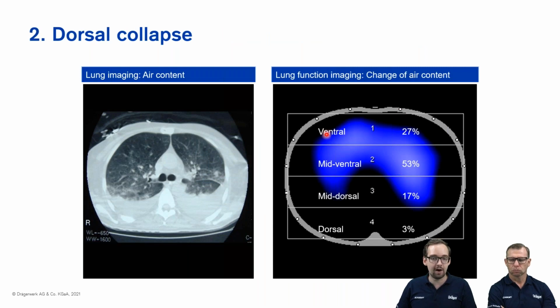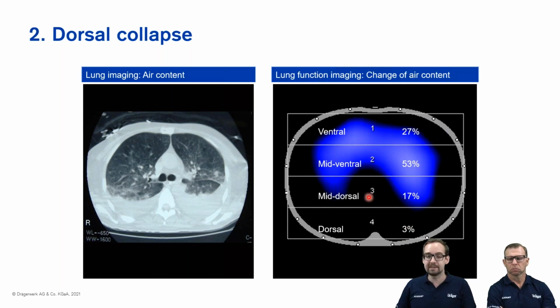Remember before how the picture looked like? We had a blue picture, which was very evenly distributed. Now we suddenly see a lot of black color. So this black color tells us there's a lack of ventilation. There's no change of air content. So the tidal volume is not going into this dorsal region. It's mainly going to the ventral and mid-ventral part, which is also highlighted in the percentage. Only 3% of the tidal volume is going into this dark spot.